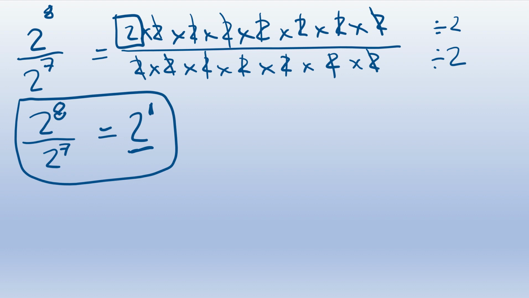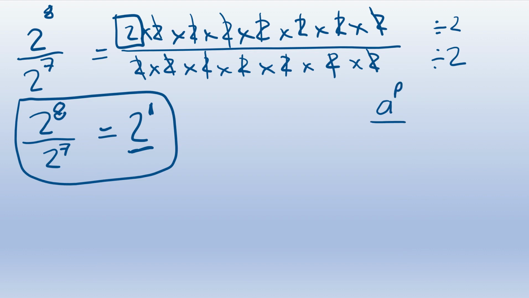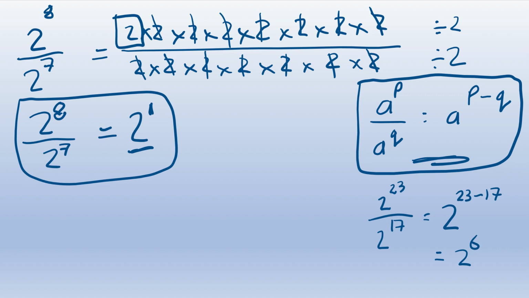So in our log tables, that rule right there is written down as a to the power of, I'm just going to quickly check my log tables, a^p over a^q is equal to a^(p minus q). So if you have some number to the power of a number divided by the same number to the power of another number, you can simplify that to whatever your base number actually was and then take away the powers. So if I had, let's say, 2 to the power of 23 and 2 to the power of 17, if I was to apply this rule here to that question, I could say that that's the same thing as 2 to the power of 23 minus 17, which is 2 to the power of 6, which is a whole lot easier than writing out all the stuff that I've done up here on top.